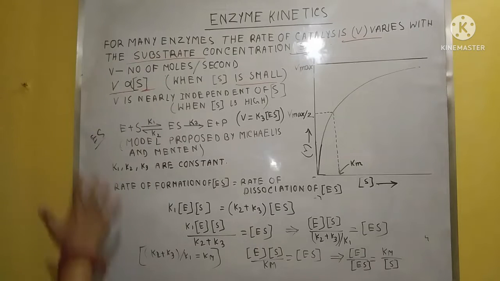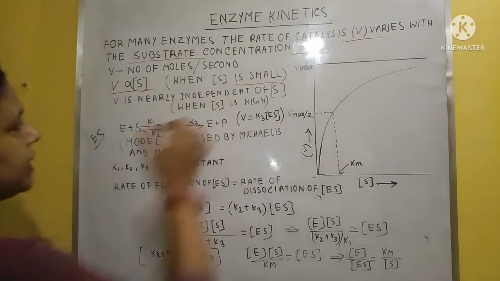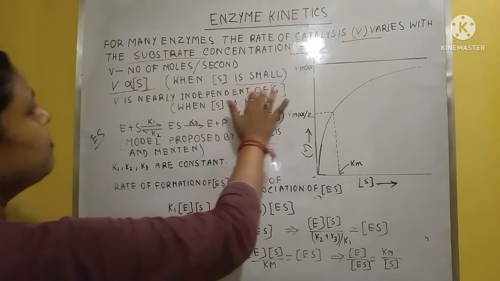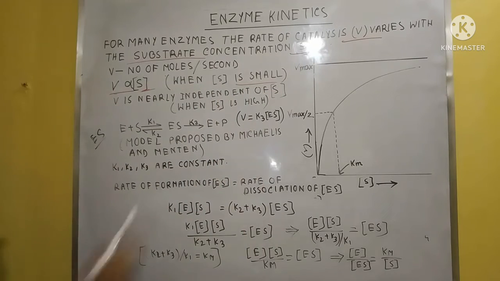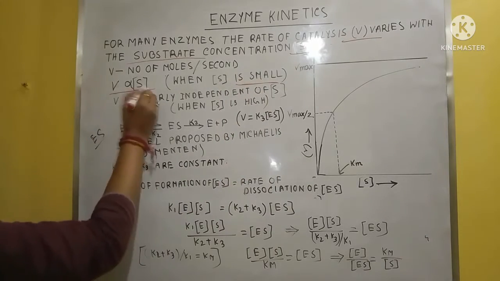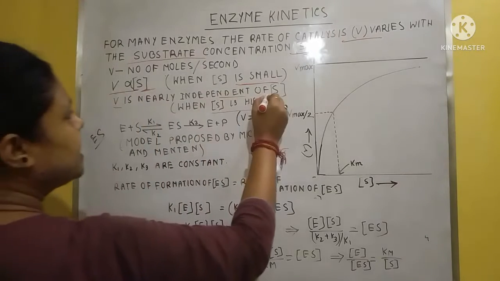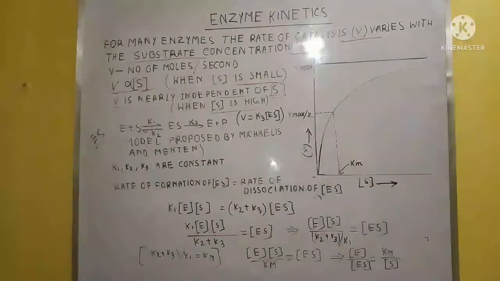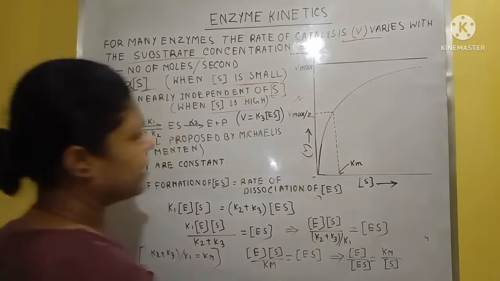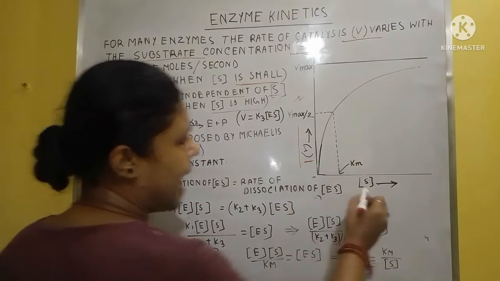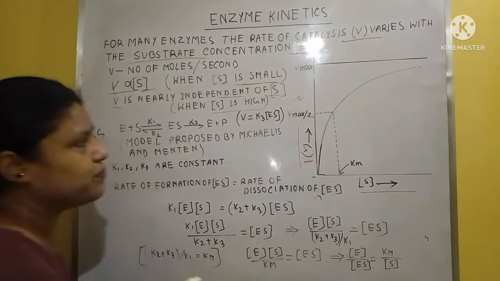But when S is high, that is, when the number of substrate molecules is very high, V is nearly independent of S. Clear? When S is small, V is proportional to S, and when S is high, V is independent of the substrate concentration. Now, this is one graph. Here on the y-axis is the velocity, and on the x-axis the substrate concentration.